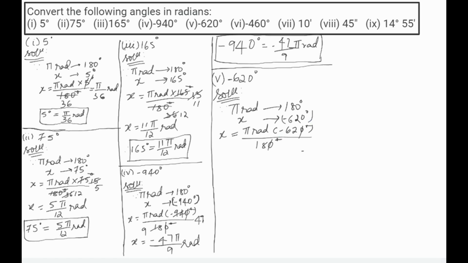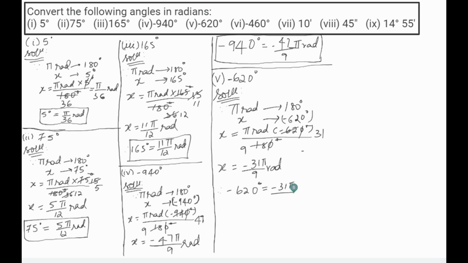9 times 2 is 18, and 31 into 2 is 62. So therefore we have x is equal to minus 31 pi by 9 radians. Therefore, minus 620 degrees in radians is minus 31 pi by 9 radians.